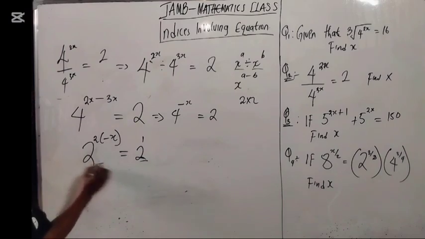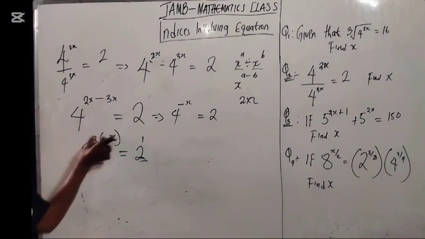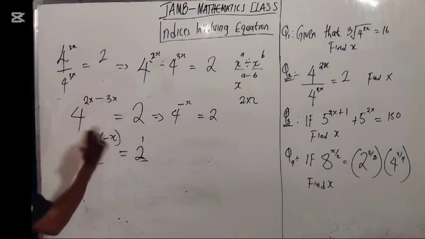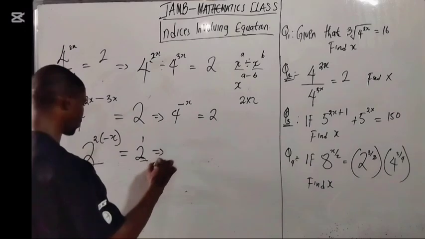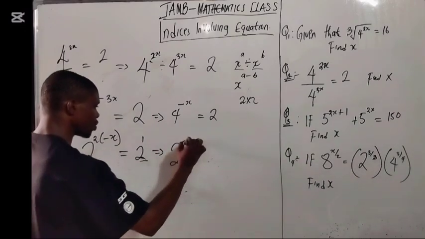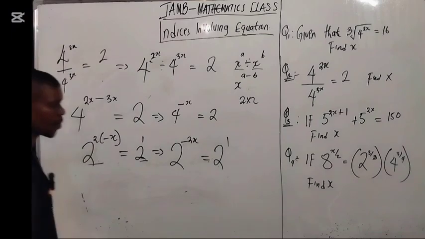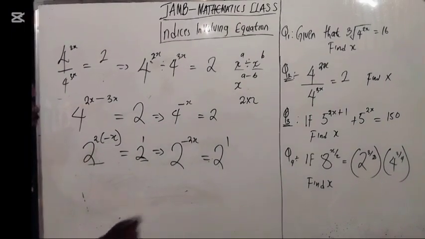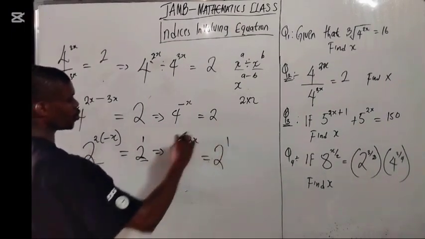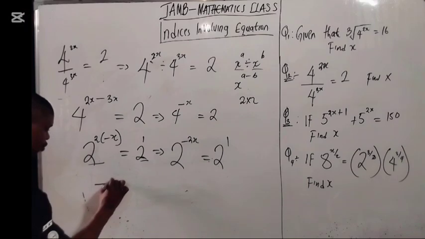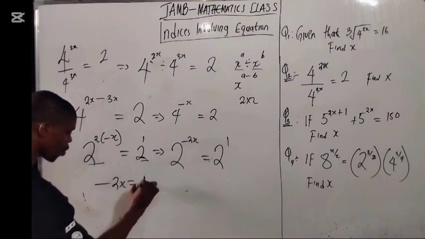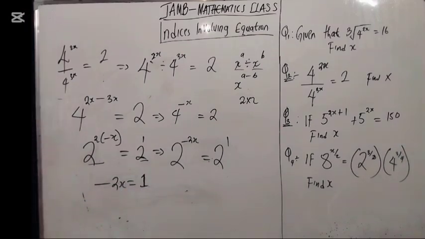Now because these two have the same base, when you open the bracket, this implies that 2 raised by 2 minus 2x equals 2 raised by 1. Step by step, these two have the same base, so you equate the power. So it will be minus 2x equals 1.